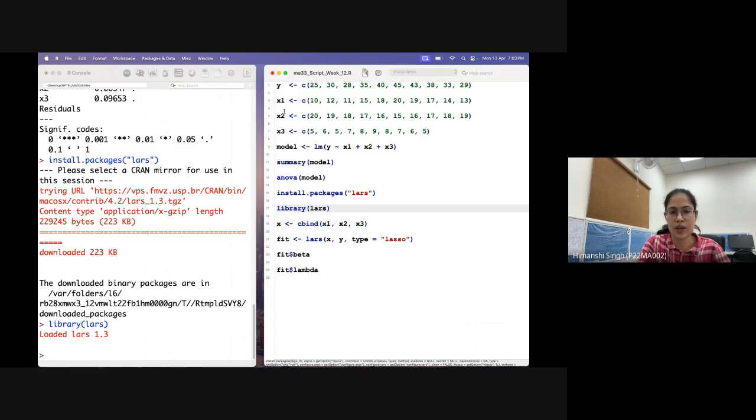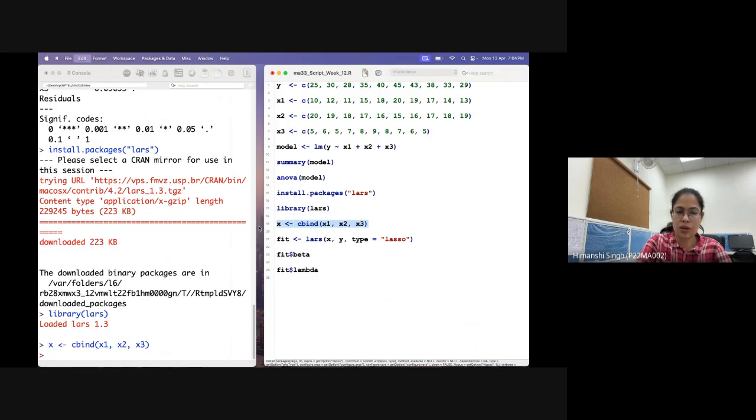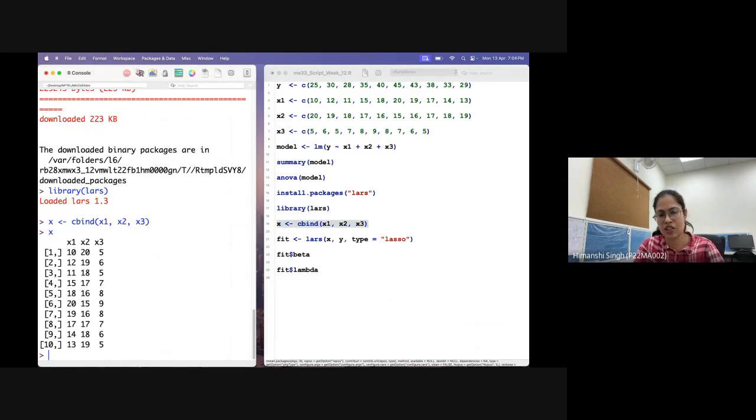Now basically I want to store this data x1, x2, x3 and the dependent variable, so I'll use the command cbind. So my data will be like this, a kind of matrix format. I already have the dependent variable y, and the independent variables I have stored in a kind of matrix format. You can also use the command matrix here.